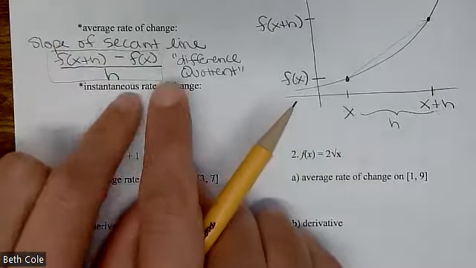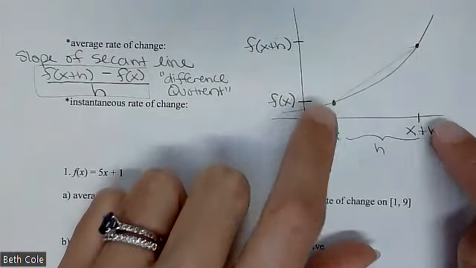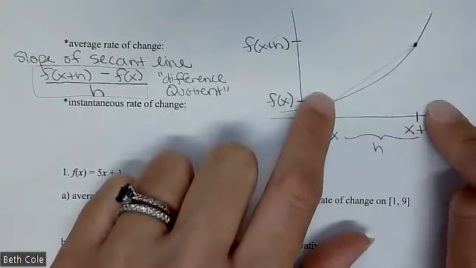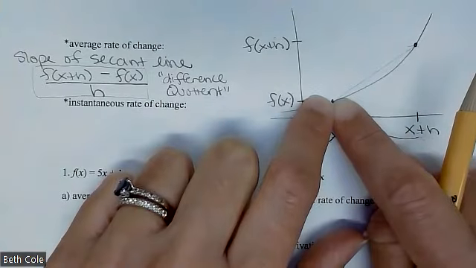For an instantaneous rate of change, what you're going to do is basically create this distance h to be smaller and smaller and smaller and smaller until it's nothing.